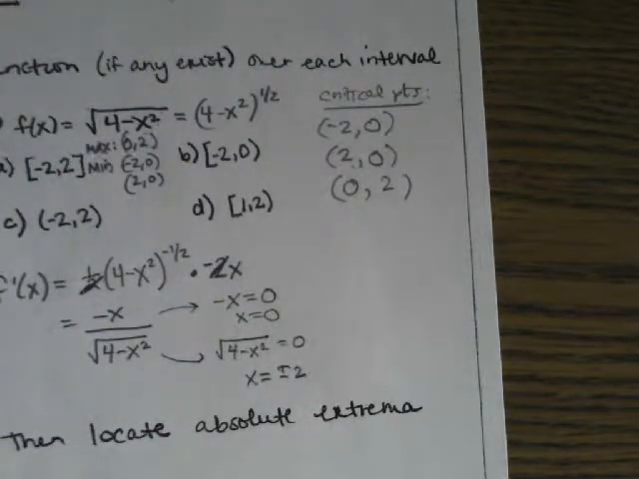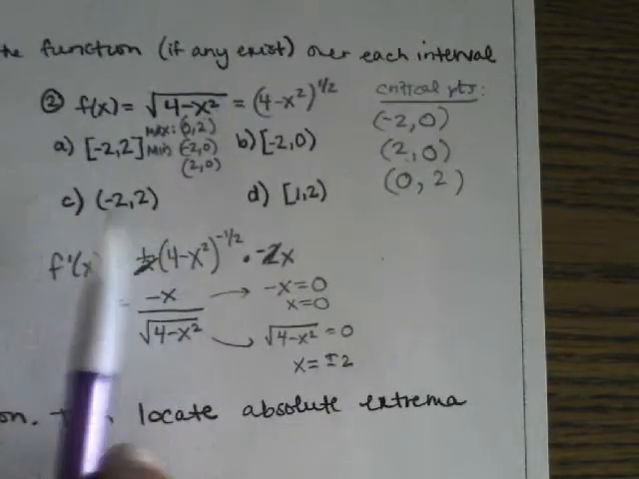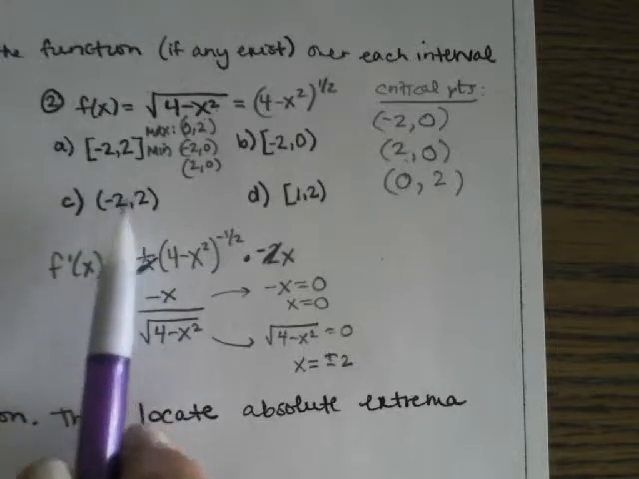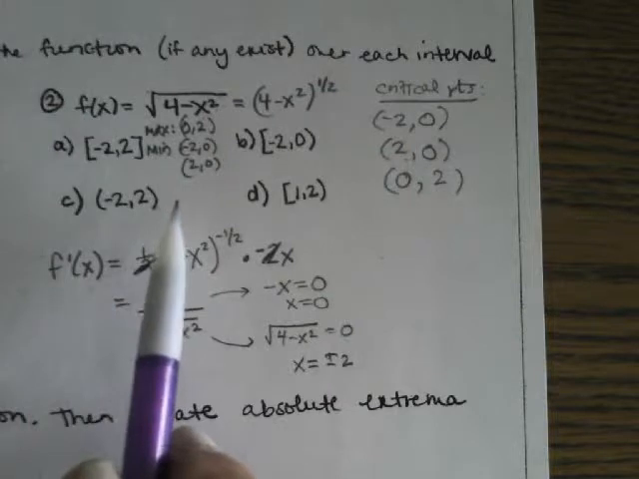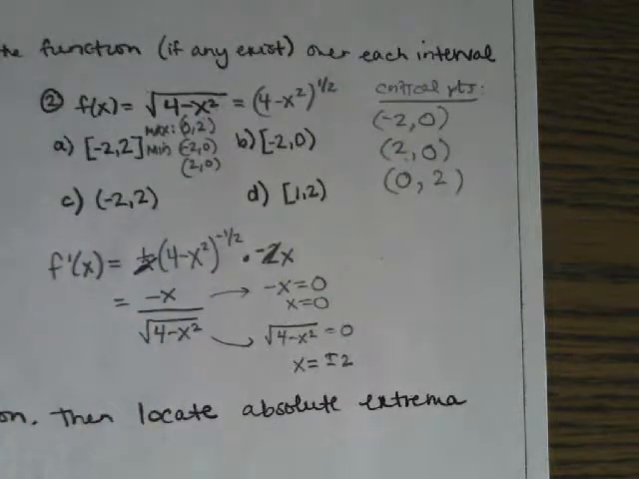Let's jump to part C just because it's the exact same as part A, except for the fact that it's now an open interval, so we cannot include the endpoint. So what would we say about our maximum? Still (0, 2). What would we say about our minimum? Good.